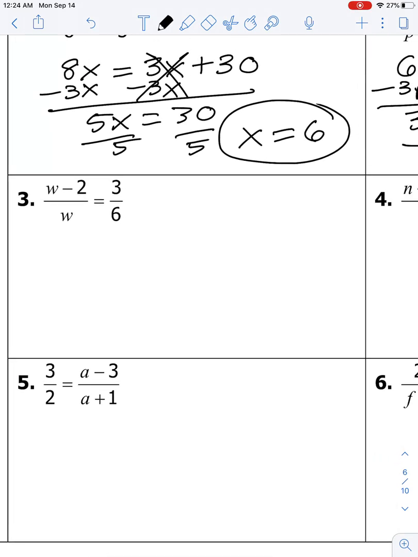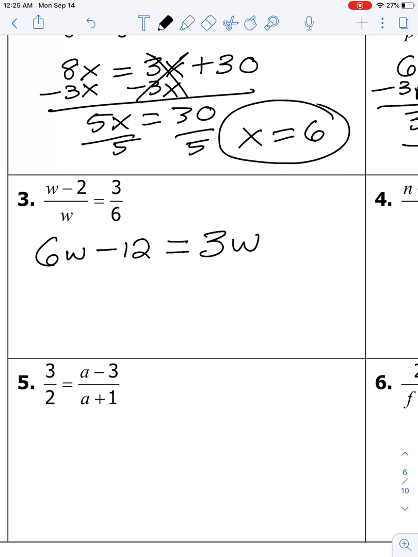All right, number 3. Let's go ahead and start out with the 6. So 6 times w is 6w. And then 6 times negative 2 is negative 12. And then on the other side, obviously 3 times w is just going to be 3w. Now, what I want to do is get my letters on one side.